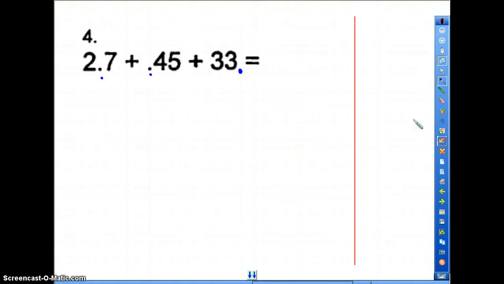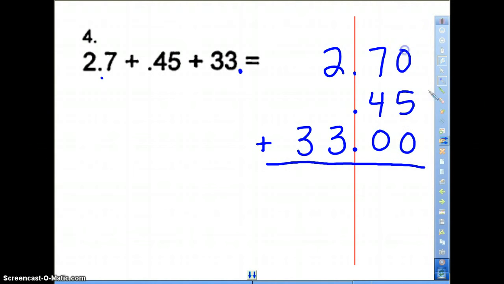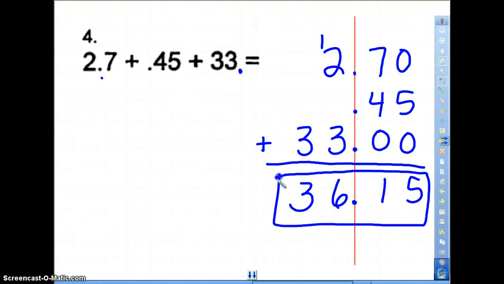So 2.7, 0.45, and 33 point. Do you see how I wrote it real big too? That helps a ton. And let's go ahead and put in some zeros here as fillers. And now we can add. All right, here we go. 11, that makes 6 and 3, and don't forget what? Yeah, your decimal point. Circle, box or highlight.